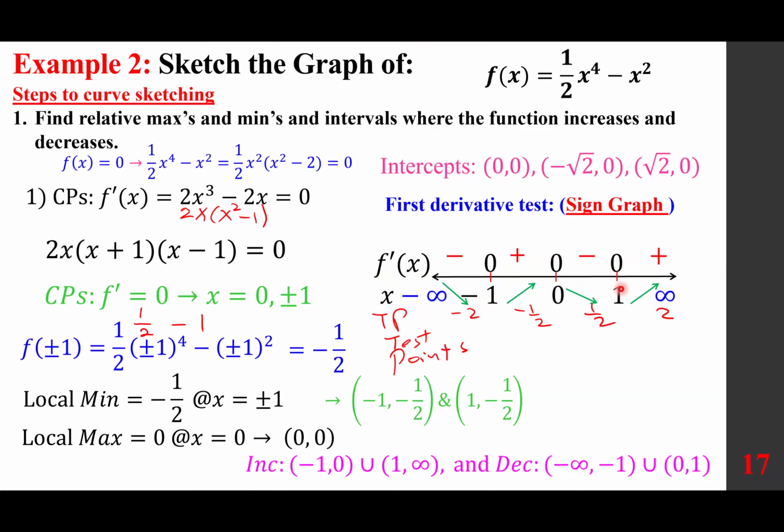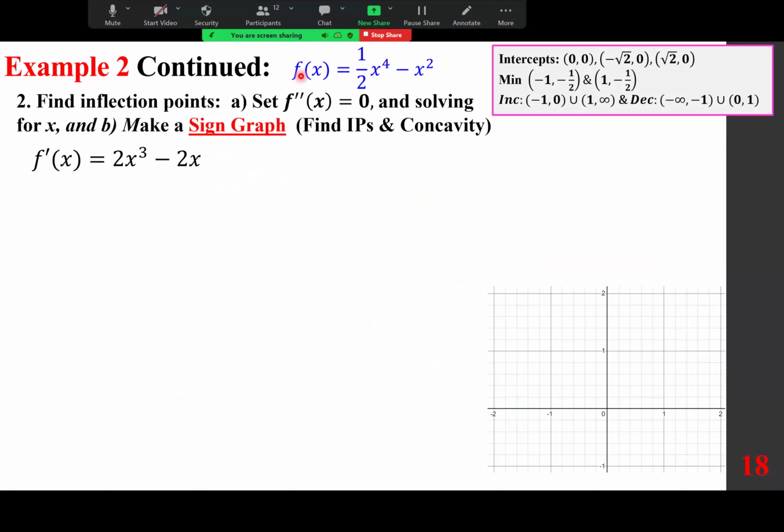We're going to move on to the next part, finding inflection points. So let's write everything that we got from the previous page. Here's the function. Here's f prime from the previous page.